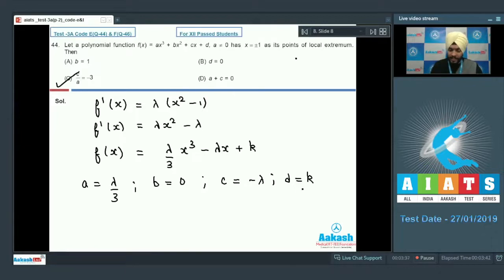Okay. So obviously we can see that b is equal to 1 is the wrong option. A plus c equals 0. A is non-zero, c is non-zero because c is minus 3a. So a plus c can never be equal to 0. D equal to 0 is one of the possibility, but it does not satisfy the condition given in the question. That means this option is also wrong. Let us move on to question number 45.